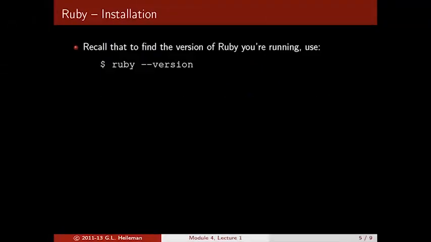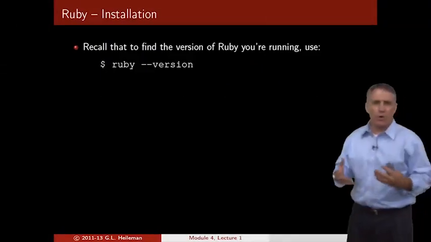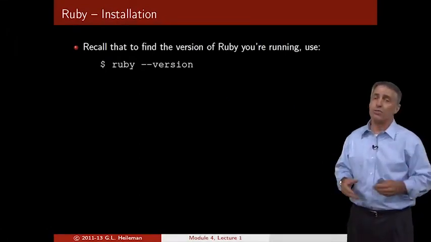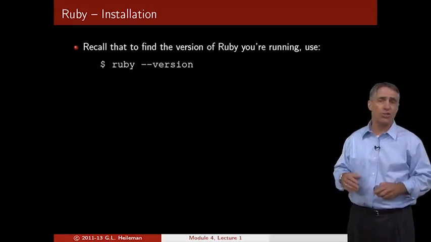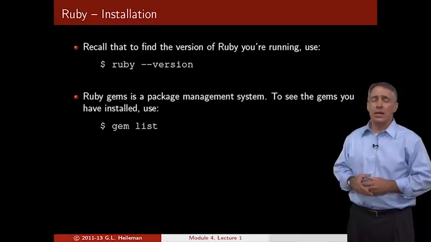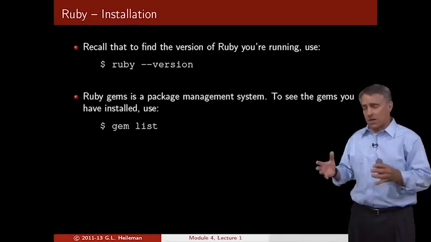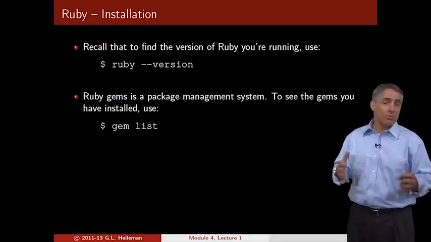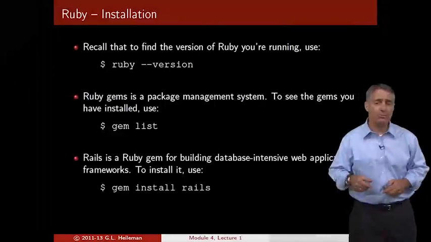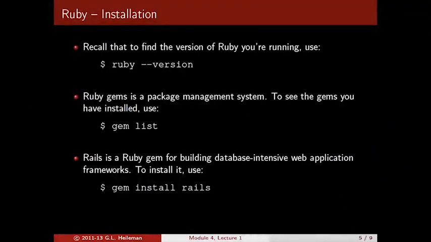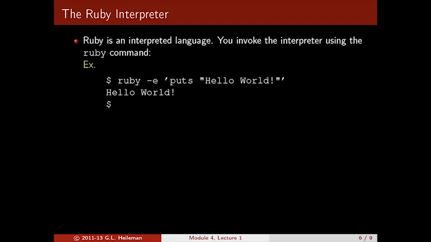Now, by now you already have Ruby and Rails installed on your system. Again, just to reiterate, if you type ruby --version, you'll see the version of Ruby. The package management system that comes with Ruby, the packages themselves are called gems, and to see which ones are installed on your system, you type gem list. Once again, Rails is just a gem. It's just a Ruby package. And so in order to install it, you would say gem install rails. This has already been done for you.